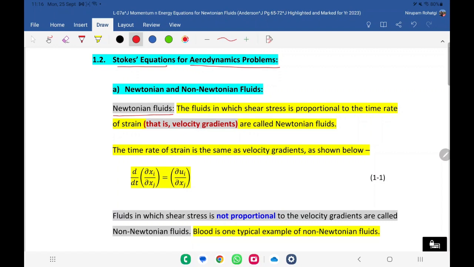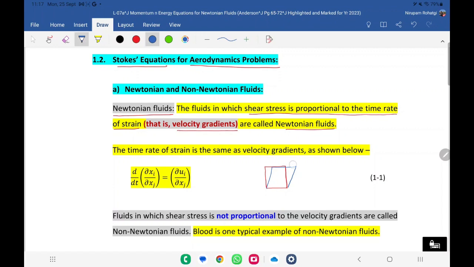air is a Newtonian fluid. What is a Newtonian fluid? A Newtonian fluid is one in which shear stress is proportional to the time rate of strain. In other words, it is the velocity gradients. They are called Newtonian fluids. So when this shear stress is proportional to the time rate of strain, okay, and what is strain? I told you that if you want to find out strain, we talk about 2D, let us say. We talk about a shape and this is deformed like this, right?